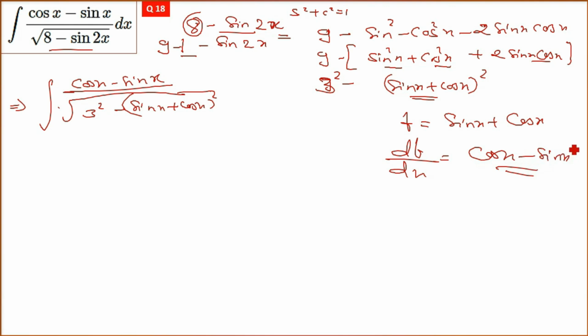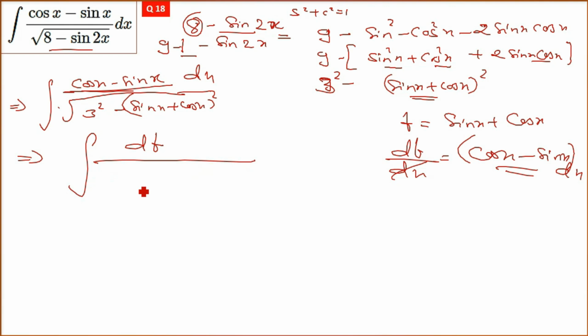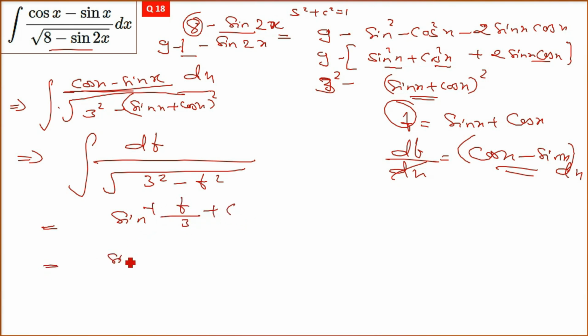Cos x minus sin x we have. Dx can be taken on the right. So this cos x minus sin x into dx is dt. So this will become integration of dt divided by 3 square minus, I took t as sin x plus cos x. So 3 square minus t square. A square minus x square it is. This will be sin inverse t by 3. So sin inverse, what was t? It was sin x plus cos x. So sin inverse of sin x plus cos x divided by 3 plus constant of integration.